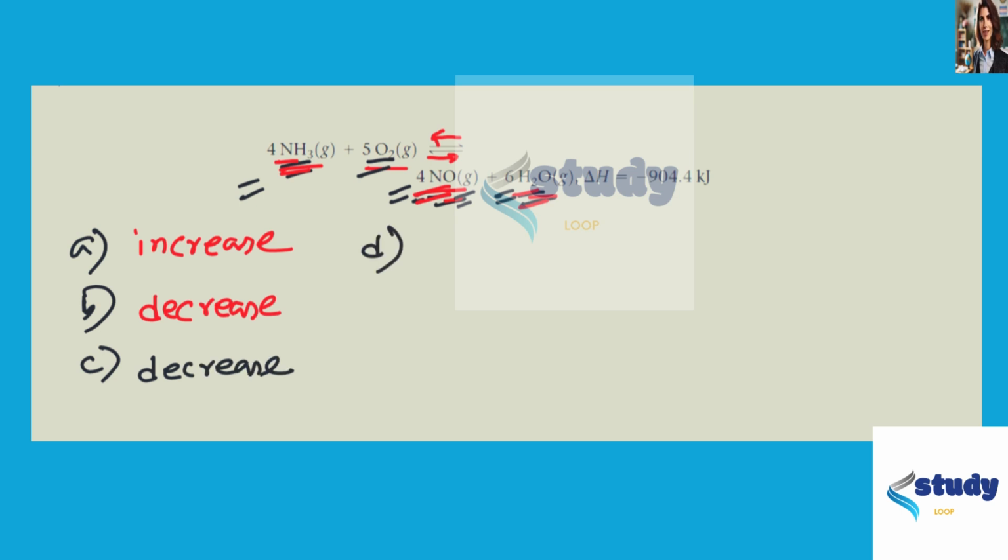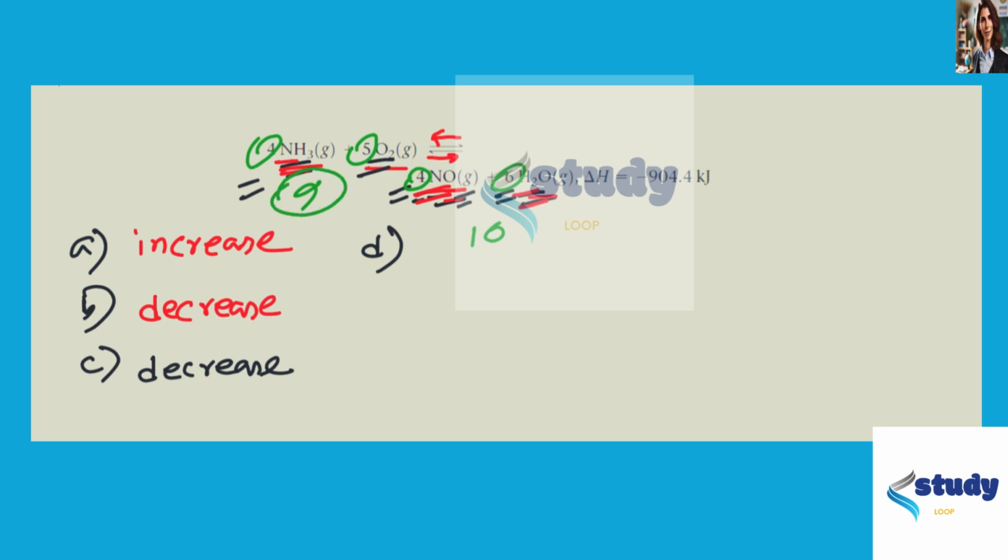Then in part D, we are asked to find out if we decrease the volume of the container, what will happen. If we decrease the volume of the container, that means the equilibrium will move in a way in which there is a lesser number of molecules present. If we look at the balanced equation, we can see that on the reactant side we have 4 plus 5, total 9 molecules, and on the product side we have 4 plus 6, total 10 molecules. So we have a lesser number of molecules on the reactant side.